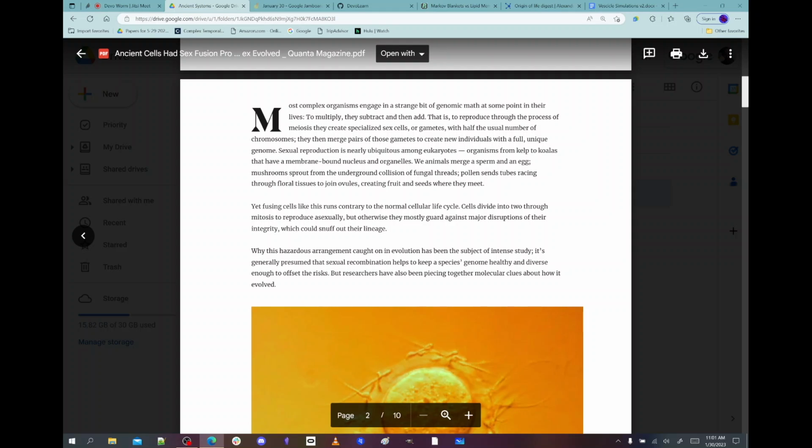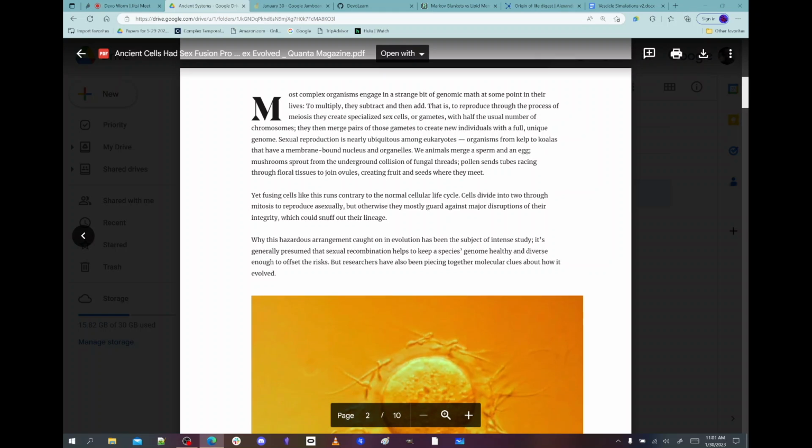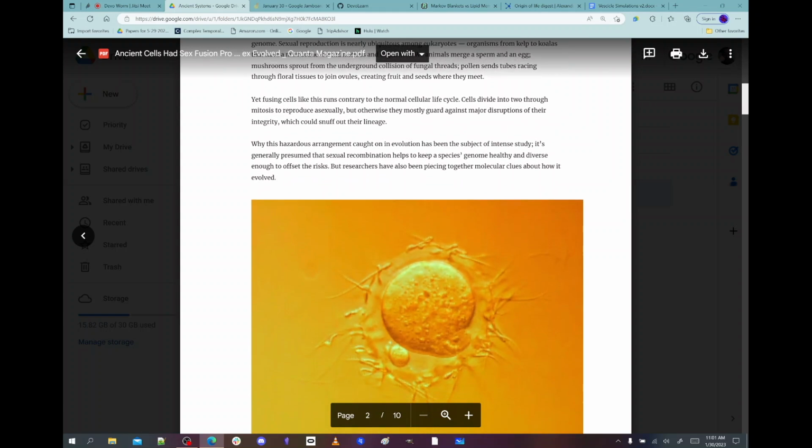So after the end of the boring billion, you see a lot more diversity in terms of cells living in groups and being able to do things like combine different organelles into a single cell. You see a lot more complexity, and it's based on this idea that it's not a typical thing that cells do. So why this hazardous arrangement caught on in evolution has been the subject of intense study. It's generally presumed that sexual recombination helps to keep a species' genome healthy and diverse, but researchers have also been piecing together molecular clues about how it evolved.